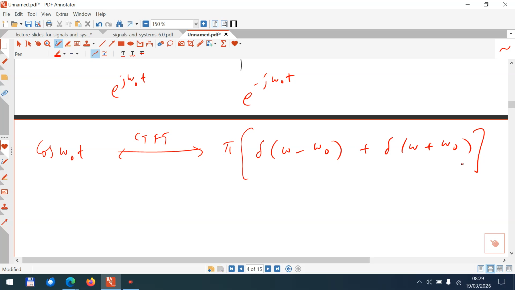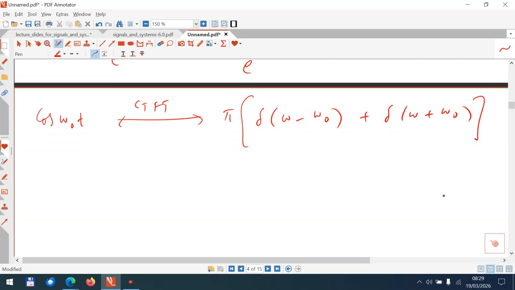Right? Yes, sir. Now let's look at the plots. How will the plot look? In the time domain, I know how to plot this, right?